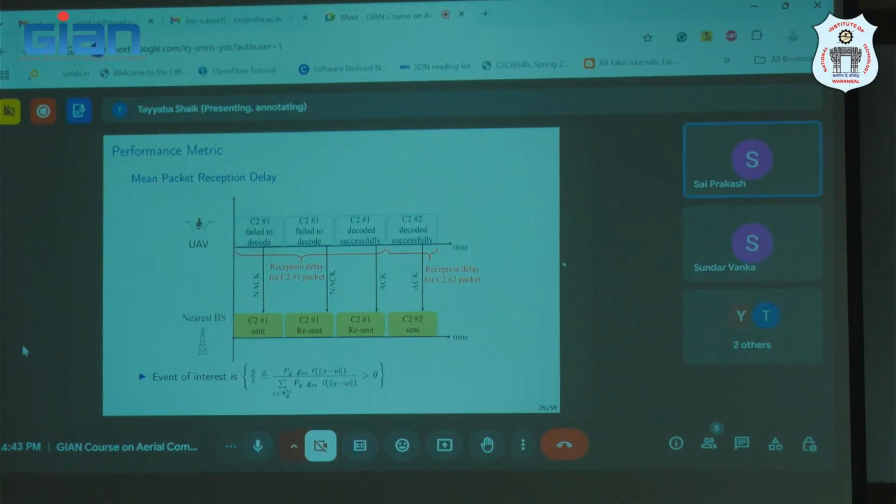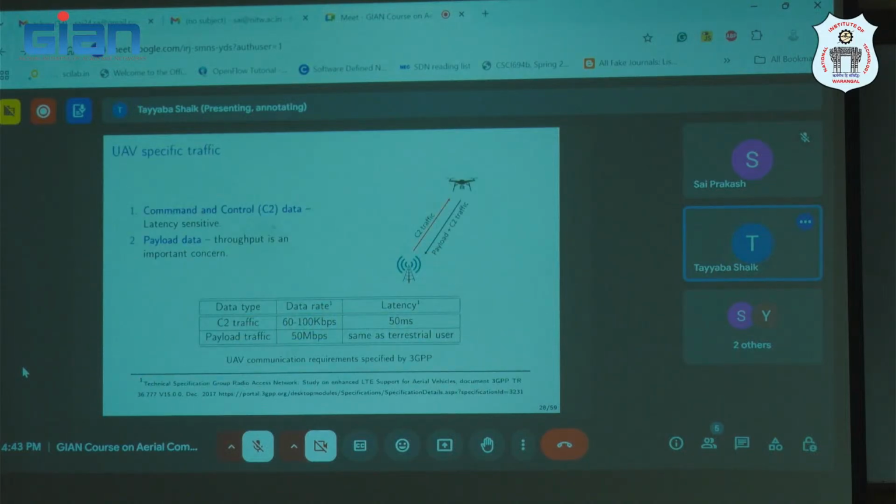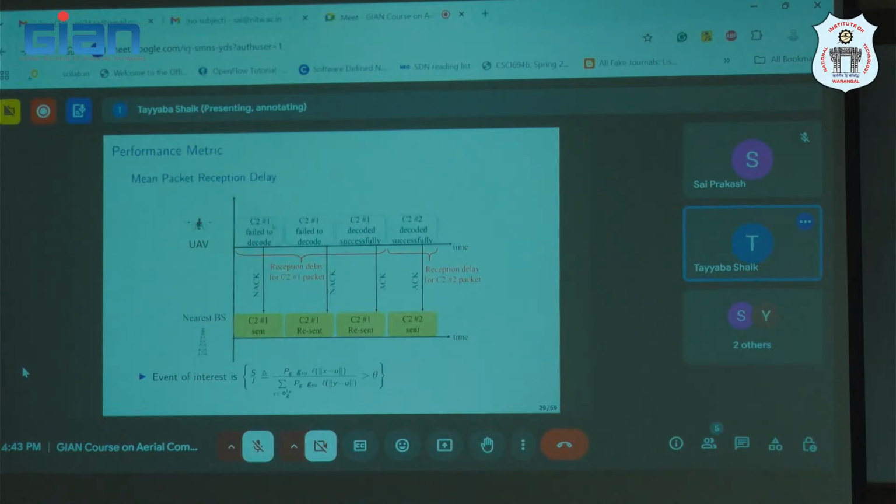Okay. So this is one of the metrics that we have studied in this paper. We call it the mean packet reception delay. Here we assume that each UAV communicates with its nearest base station, as in it receives C2 traffic from the nearest or the strongest base station. That is the reason I have mentioned it as the nearest base station here.